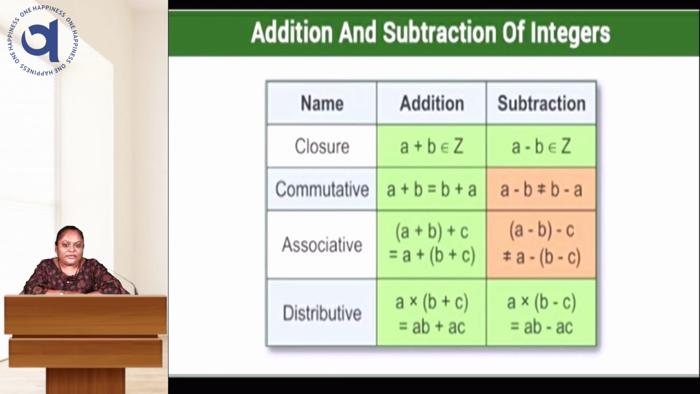So, let us see the summary. The closure property holds for addition and subtraction. For the commutative property, only addition holds. For the associative property, only addition holds. For the distributive property, addition and subtraction both hold under integers.